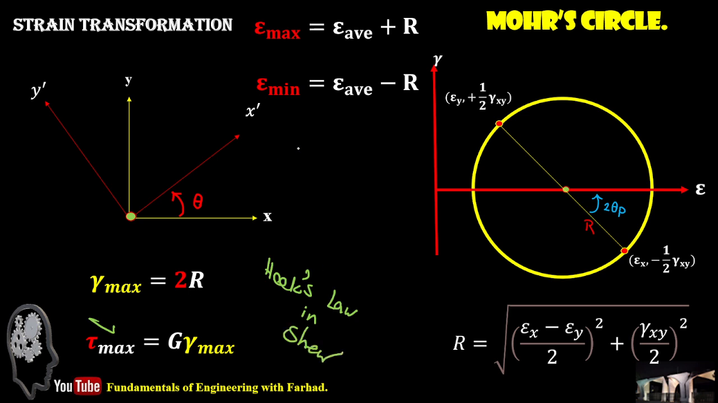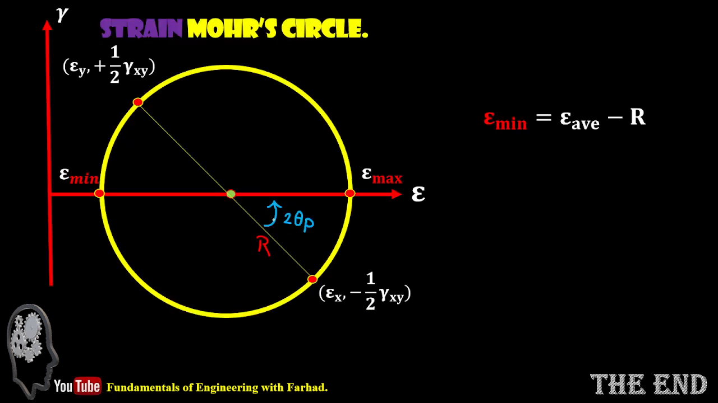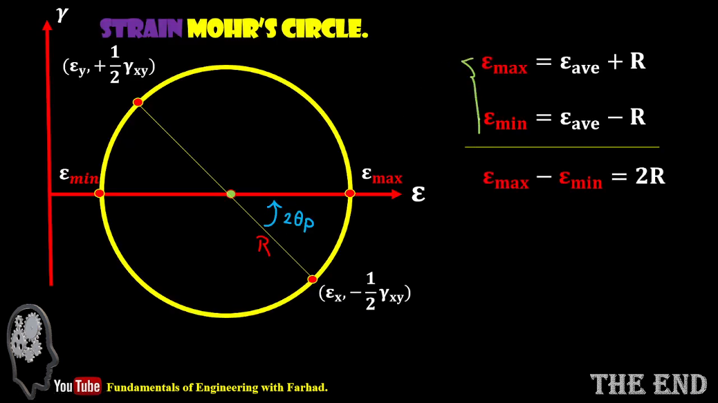If you remember, we have Hooke's law, sigma equals E times epsilon, that's in normal stress, and tau is equal to G times gamma, and this is like that one. The only difference is you have to replace 2R in gamma. And if you subtract epsilon maximum minus epsilon minimum, these two cancel out and you have 2R.